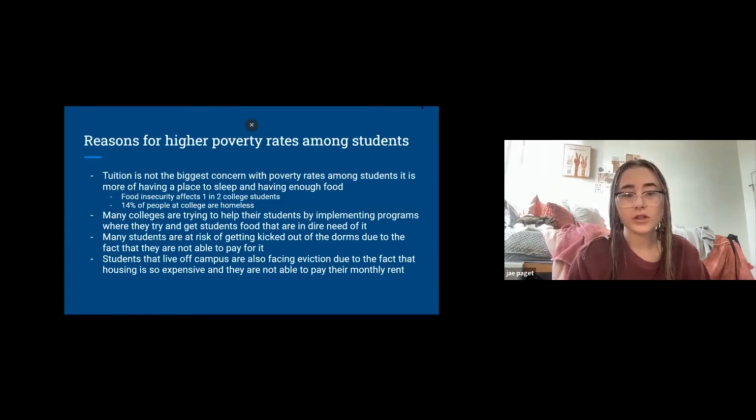Many colleges are trying to give their students food that need it and implementing programs. Many students are at risk of getting kicked out of the dorm due to the fact that they're not able to pay for their housing bill. And students that do live off campus are also facing eviction due to the fact that the housing is so expensive and they can't pay for their monthly rent.